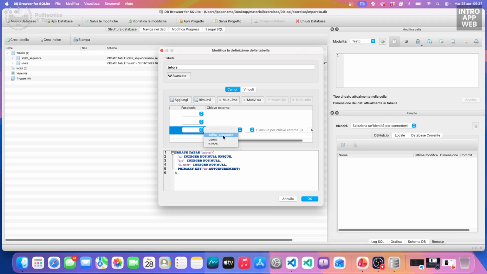So in this case, we said that we want to associate it with users, and we want to associate it with the ID of the user.